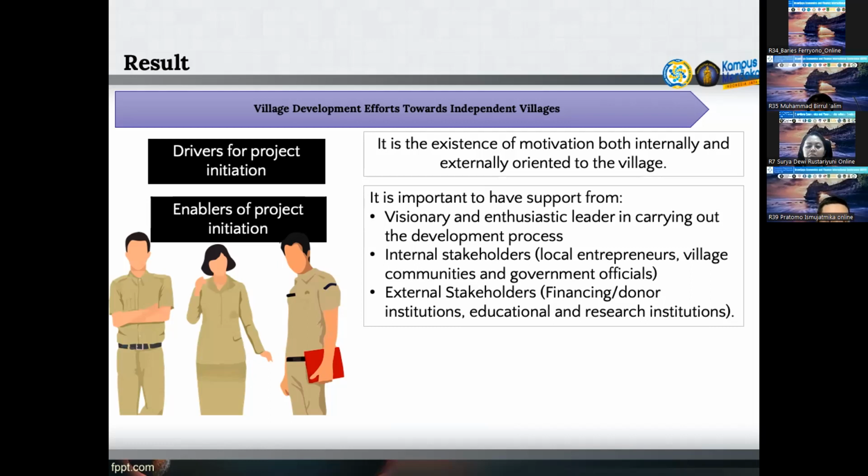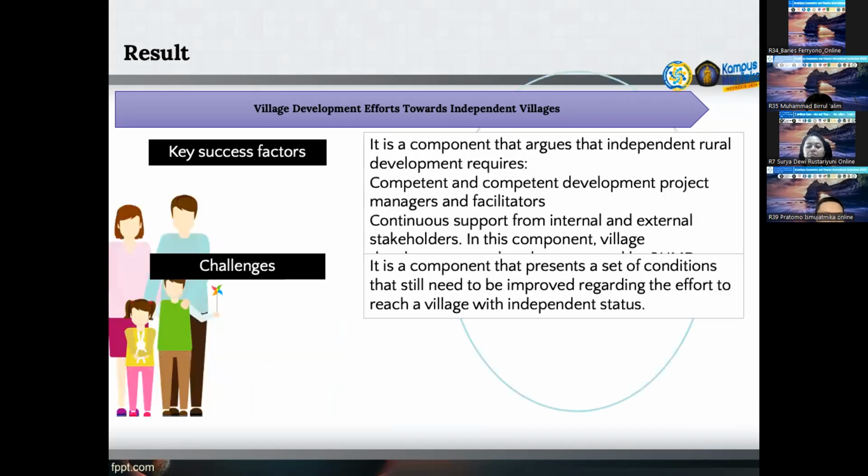The village already has the basic model for developing, but for the enabler for project initiation, it is very important to have support from a visionary, enthusiastic leader, the internal stakeholders, and lastly the external stakeholders. In this case, they lack internal and external stakeholders, even though they already have the visionary and enthusiastic leader as the engine of development in the village.